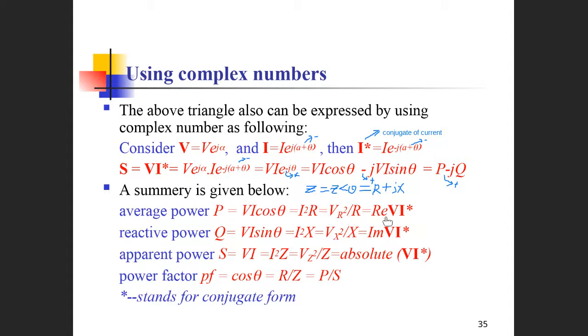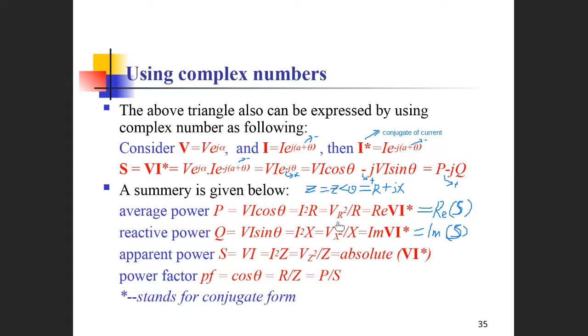Or the real part of the VI product. So that is the total power S in complex form, which comes from P and Q, the values and power angles. This is the real part of the power, which is P, the real part of S. Similarly, this is the imaginary part of the total power. That's the meaning of it.